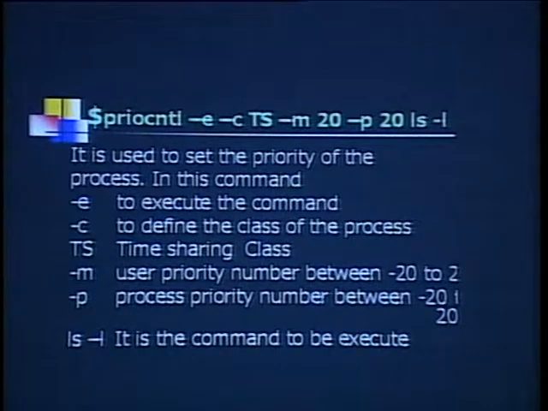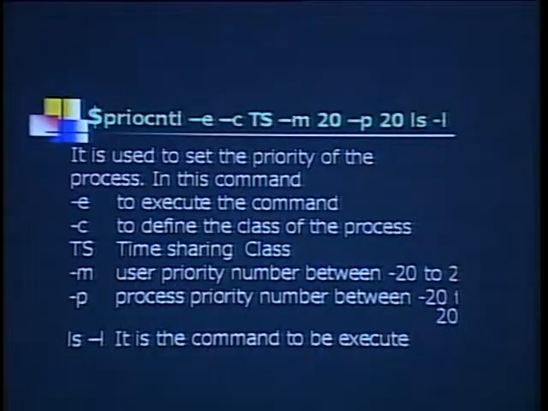Here in this slide we are also discussing some of the switches. For example, -e switch executes the command, -c switch is used to define the class of the process, and TS is the time sharing class. -m is the user priority number between -20 to 20. You can assign priority between -20 to 20 by using -p switch.